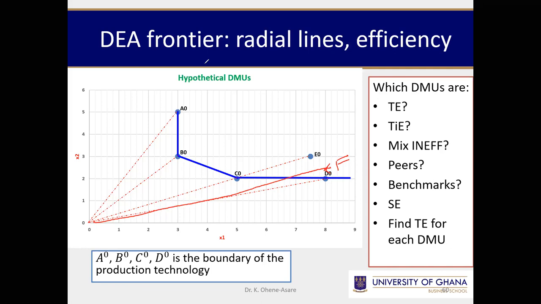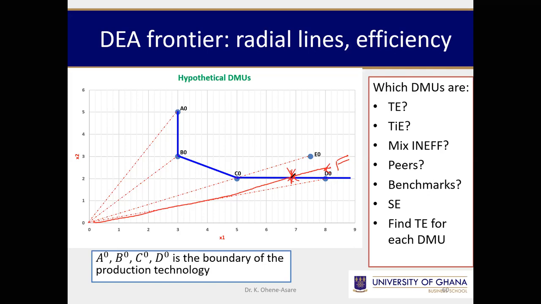Who can tell me? Because the firm here is technically inefficient. We know that because it's not on the frontier. But when you try to bring it to the frontier along the radial movement, it is going to hit this point, isn't it? Is that point not a free disposability section of the line? It is. So even if it hits this point, it is still efficient but weakly, and so it's exhibiting mix inefficiency.